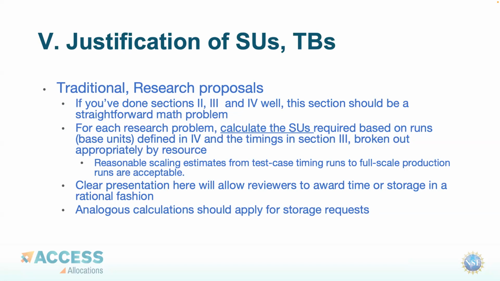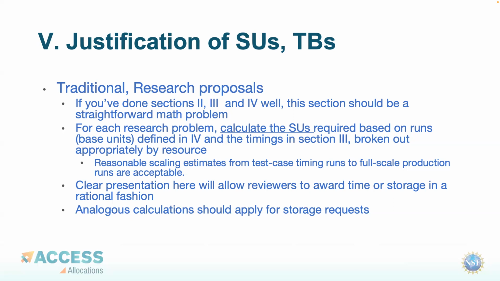So project A is going to use so many runs on this resource for so much memory, so many wall time, and that's going to be so many service units. And project 2 is going to be this amount of runs for this amount of cores for this amount of wall time, and that's going to be so many service units, and then storage listed in there as well. And just a nice table that breaks this down that matches what you've said earlier.